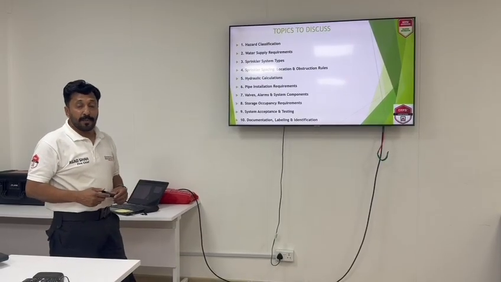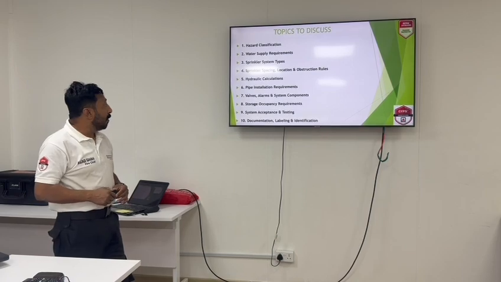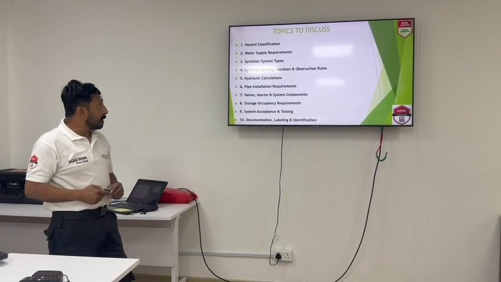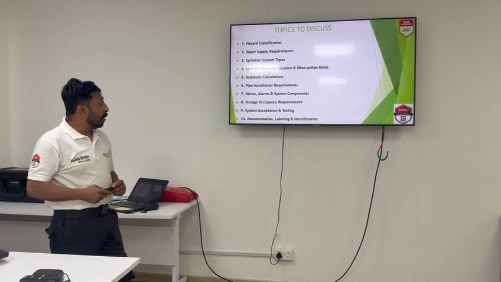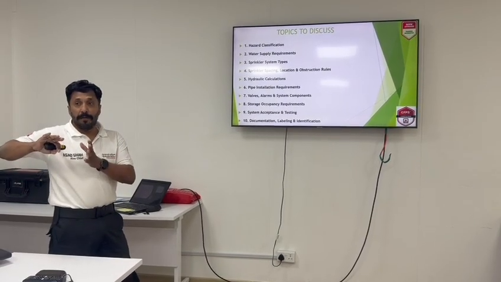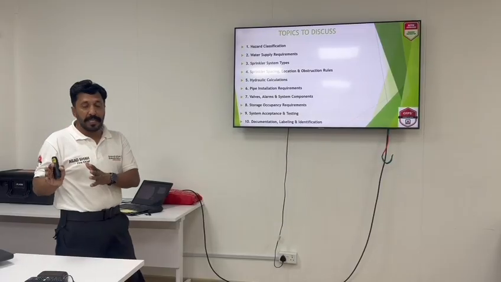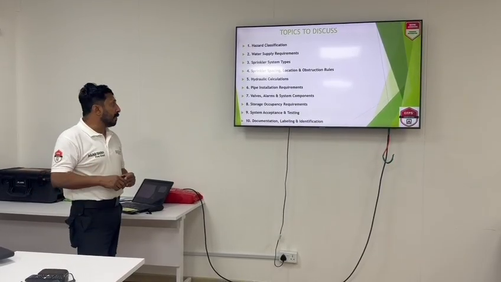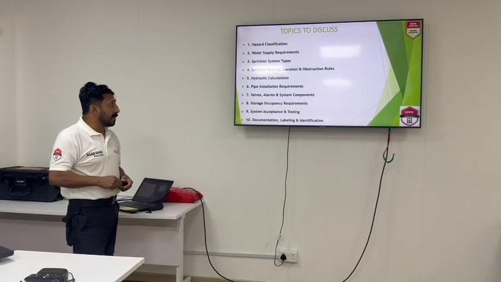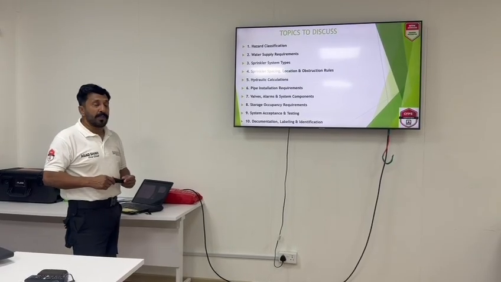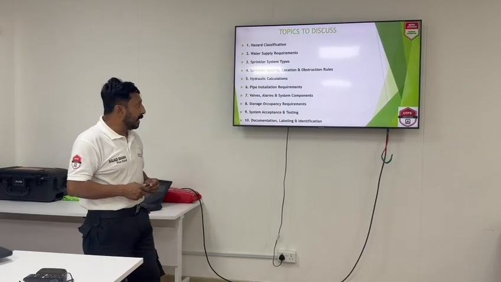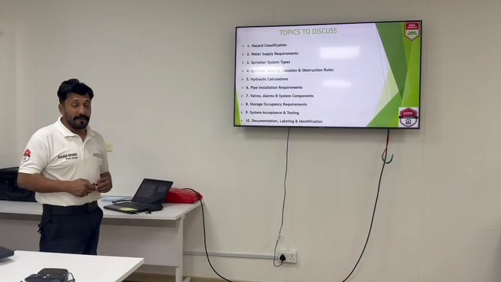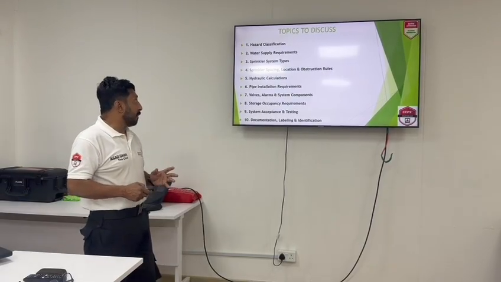Pipe installation requirements, valve, alarms and system components requirements, and storage occupancy requirements. That is, how much fuel, how much extinguishing material we should have, and what pressure we require for this. Then the system acceptance and testing, and last but not least, very important, the documentation, labeling and identification. These are some important topics that we will discuss today during this presentation.